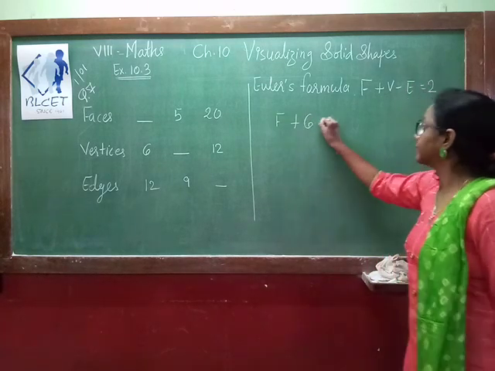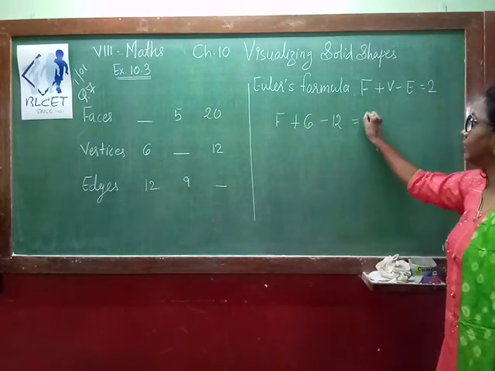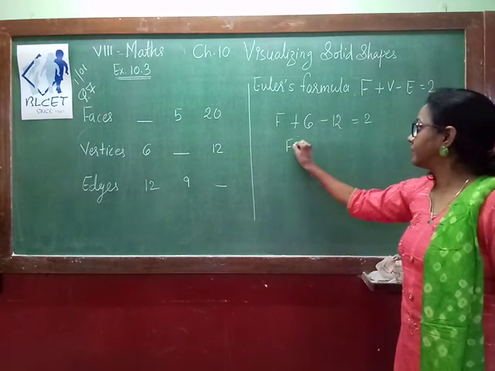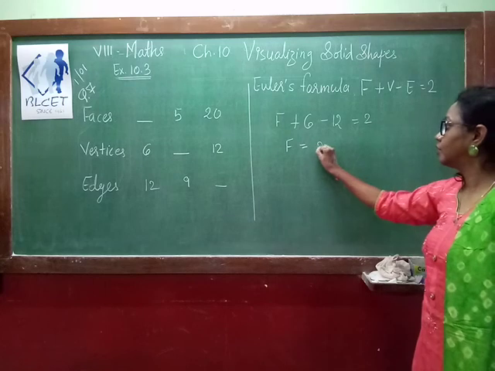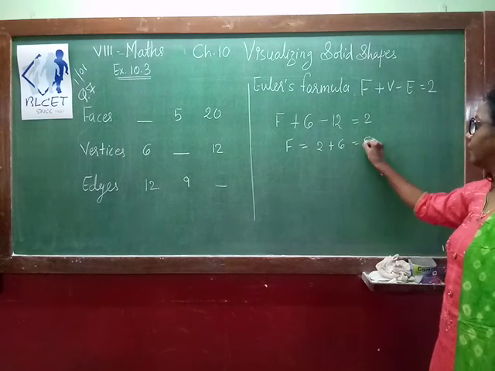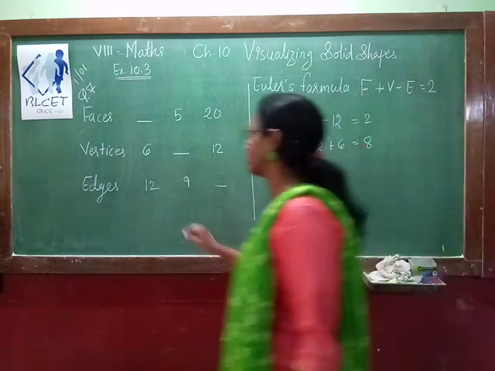Vertices is 6, edges is 12, equal to 2. So therefore F is equal to what? 6 minus 12 is minus 6. It will go over here. So 2 plus 6 is equal to 8. So what is the answer of the first? 8.